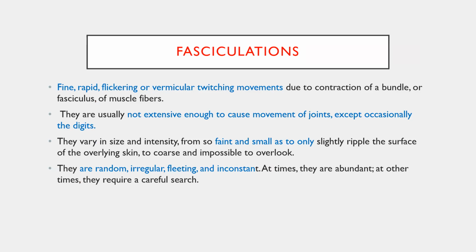This is the bundle or fasciculus of muscle fibers, and fibrillation is only a single muscle fiber that can be demonstrated in electromyography. So it will not displace the joint, but sometimes it will cause movement of the distal digit. That is called polyminimyoclonus. Polyminimyoclonus is classically seen in amyotrophic lateral sclerosis. Okay, multiple fasciculi get activated, leading to the distal movement. So these are all random, irregular, fleeting movements, which may spread from one place to another and may affect various sites.